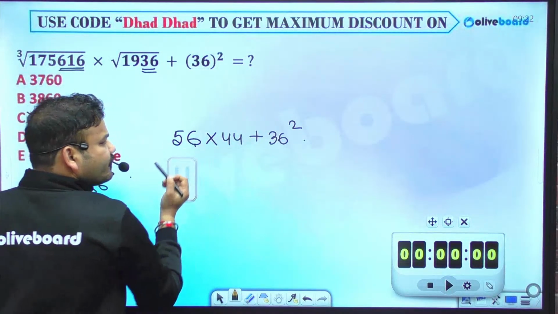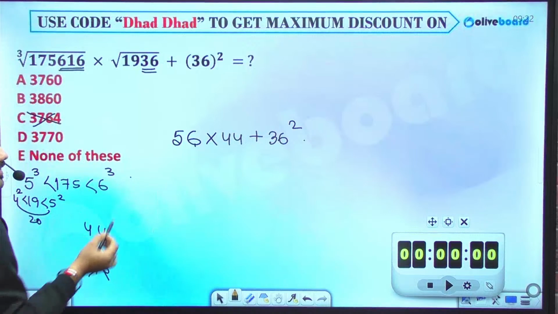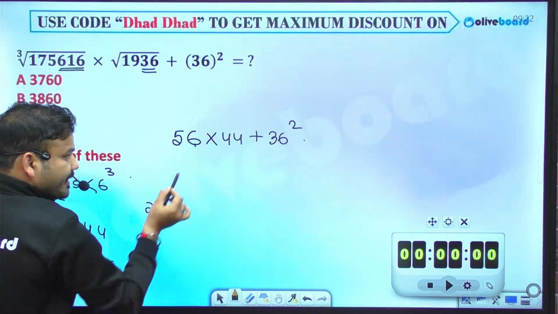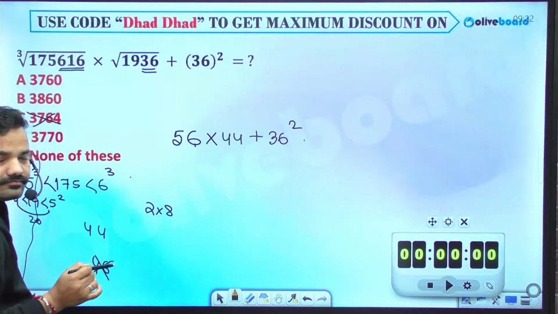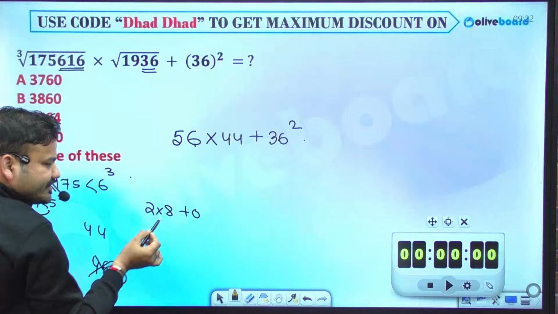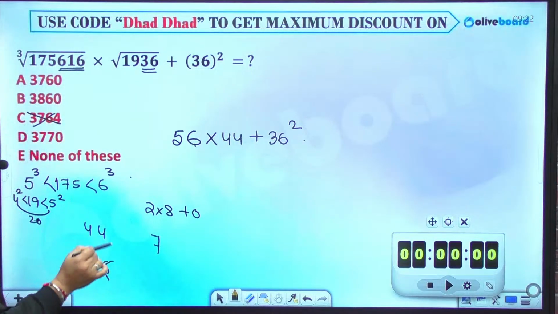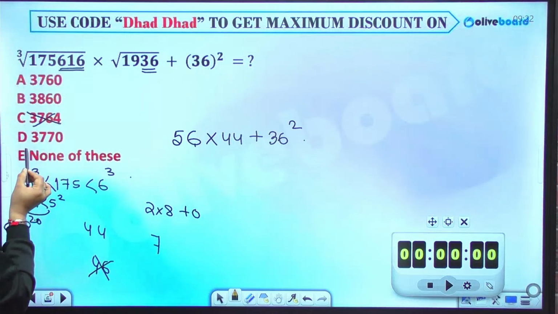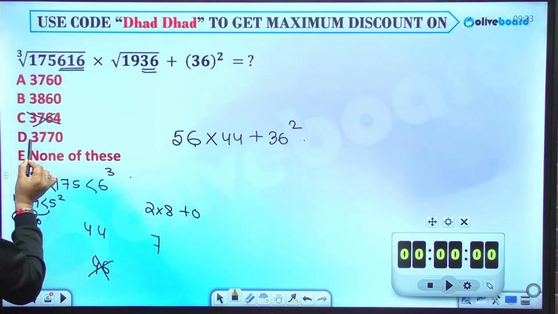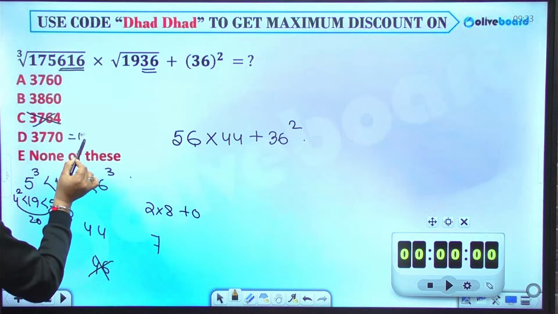If I want to go via digital sum, the digital sum of 56 is 5 plus 6, 11. 11 means the sum is 2. Multiply by 4 plus 4, which is 8. Plus the square of 36 has a digital sum of 0. So 8 into 2 is what? 16. 16 means 7. So 7 will be there in the digital sum. What about this number? 7 7 14. 14 plus 7 plus 7 is 14. 14 plus 3 is what? 17. So this has a digital sum of 8.